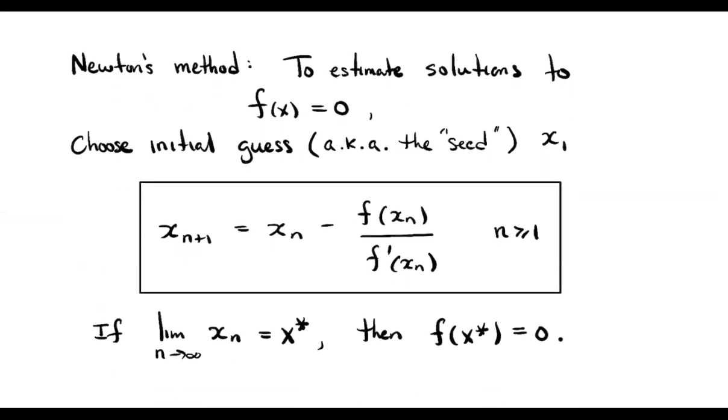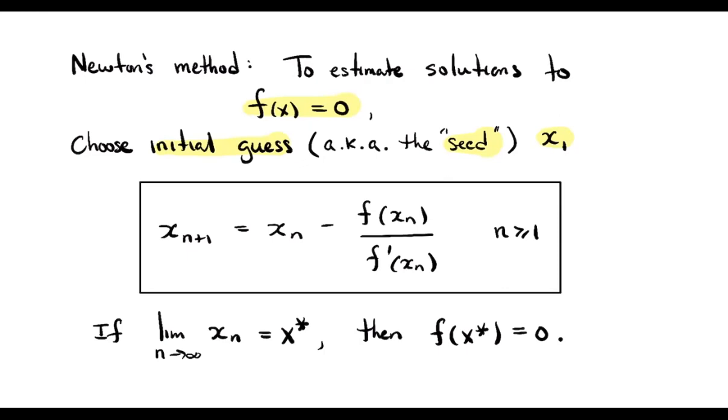I've got a summary here. I forgot about my own notes. So what is Newton's method? If you're trying to approximate the solutions to some equation, f of x equals 0, what do you have to do? You have to pick an initial guess called x1. Sometimes the initial guess is called the seed, which gets the recursive algorithm going.